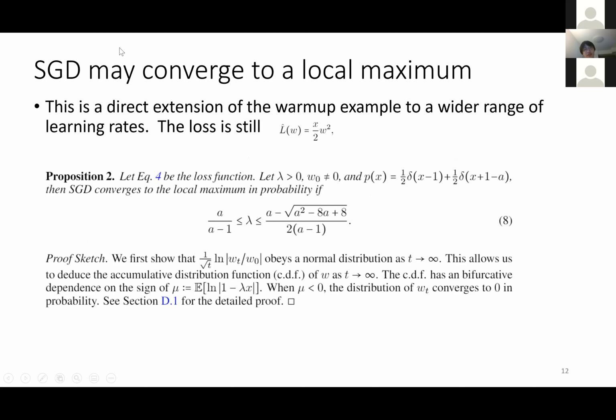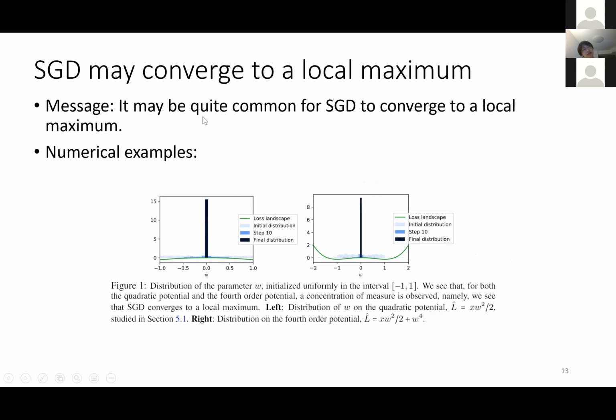Okay, so the first main result is that SGD may converge to a local maximum. This is a direct extension of the warm-up example to a wider range of learning rates. The loss function is still this term, and with the same data distribution, SGD converges to the local maximum in probability if this condition is satisfied. Actually, it's not quite hard to satisfy this condition, as we will see in the numerical examples. So the message is that it may be quite common for SGD to converge to a local maximum.